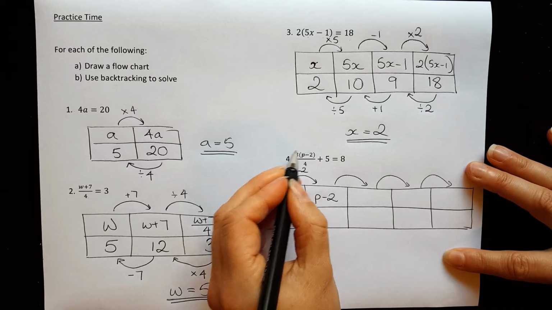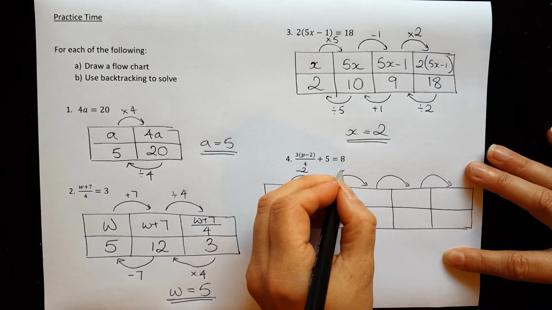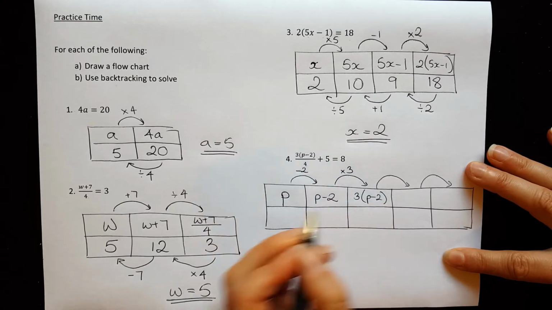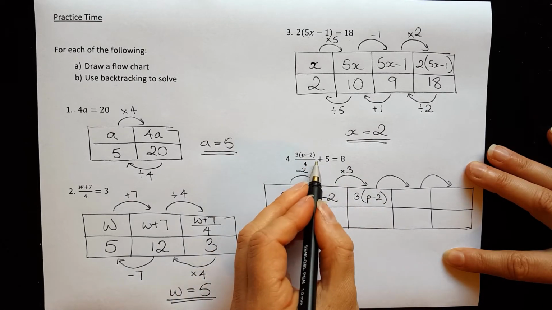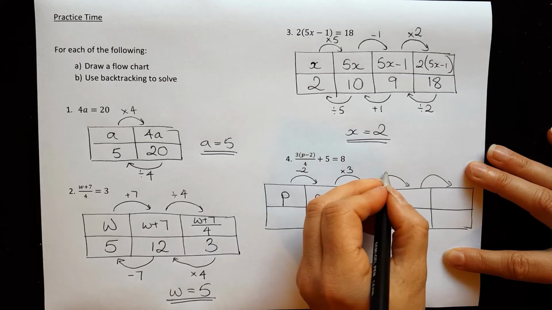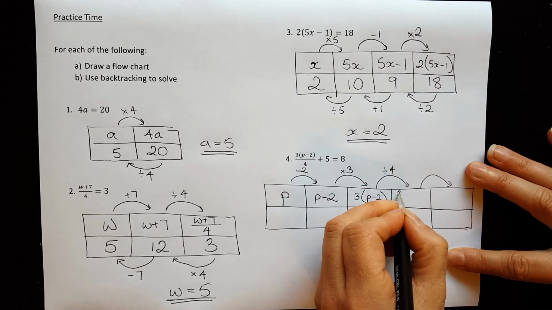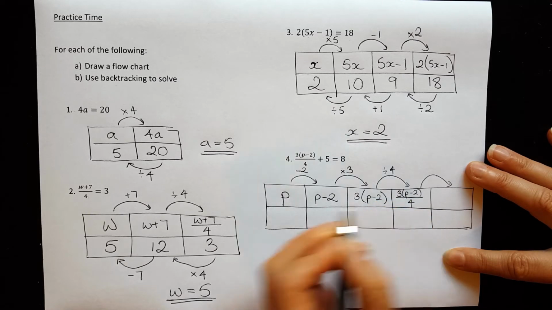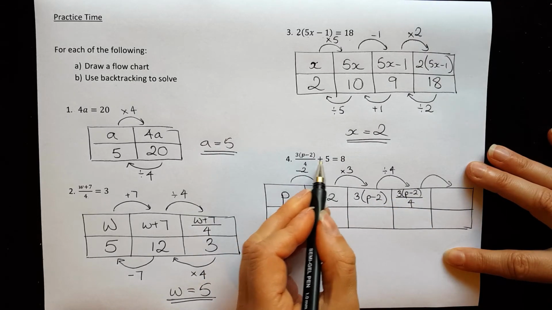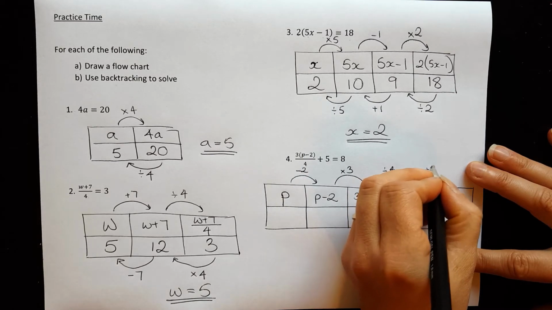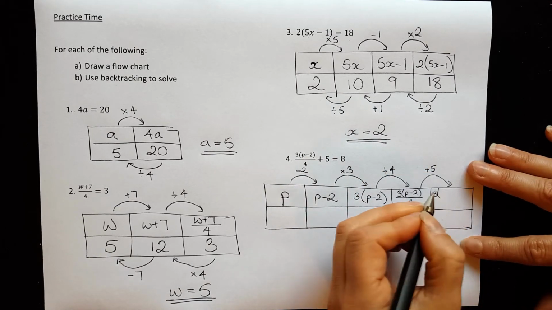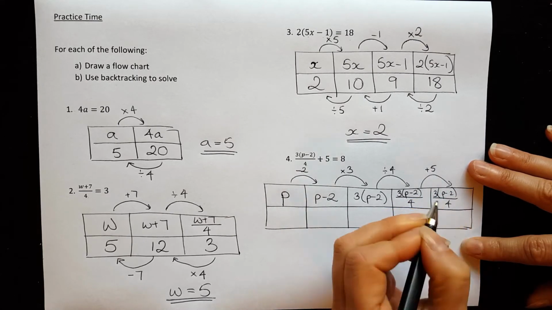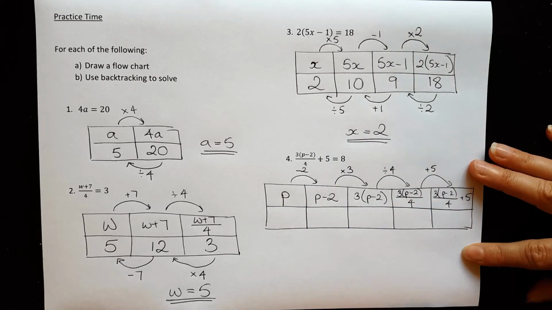Then that bracket needs to be multiplied by the 3, so that we get 3 bracket p minus 2. Then we have to divide that by the 4 to get 3 bracket p minus 2 over 4. And then we have this plus 5 sitting out the end, so we have to add 5 to all of that. So 3 bracket p minus 2 over 4 plus 5.